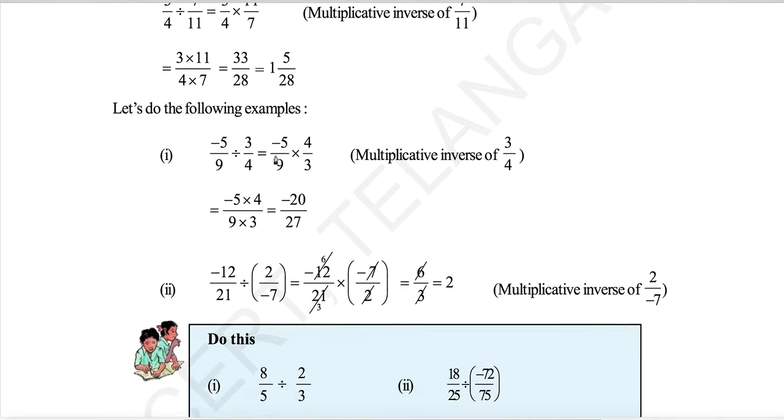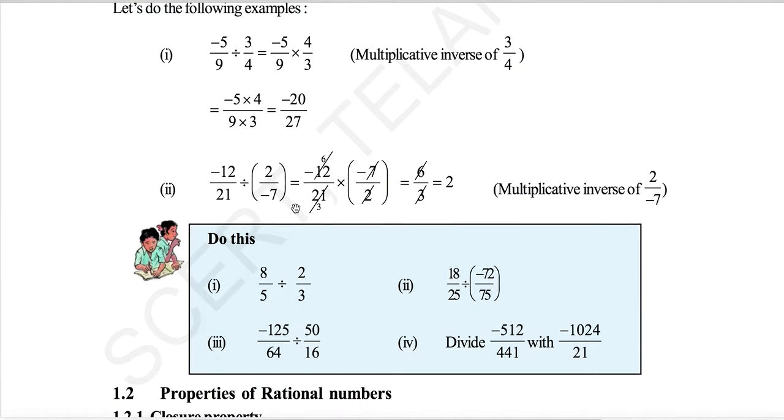Let's do one more example. This time we have to take the multiplicative inverse of 3 by 4. That is nothing but 4 by 3. Okay. 20 upon 27, minus 20 upon 27. Right. Here this becomes 2 here, minus 7 here. 2 upon 6. So 2 times 6 is 12. 7 times 3 is 21. So this is minus into minus, plus, 6 by 3. 6 by 3 is nothing but 2.